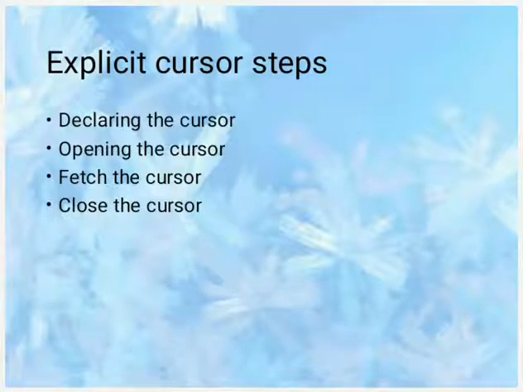Working with an explicit cursor includes the following steps: declaring the cursor, opening the cursor, fetching the cursor, and closing the cursor. Declaring the cursor is for initializing the memory, opening the cursor is for allocating the memory, fetching the cursor is for retrieving the data, and closing the cursor is to release the allocated memory.